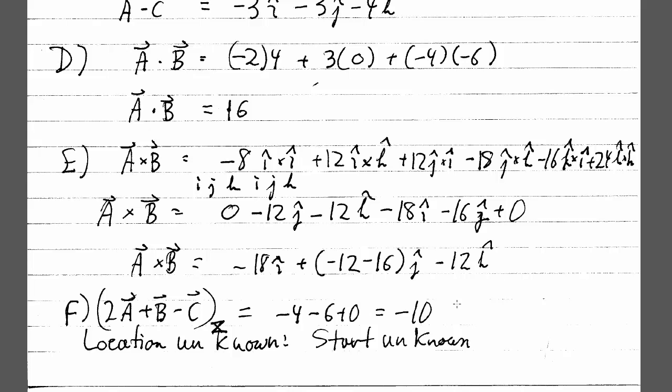However, while the displacement is known, we have no idea where we ended up because we don't know the starting point. The displacement vectors just give us the change in the position, not where the object was. And therefore, as we see here, the location is unknown because the start is unknown.